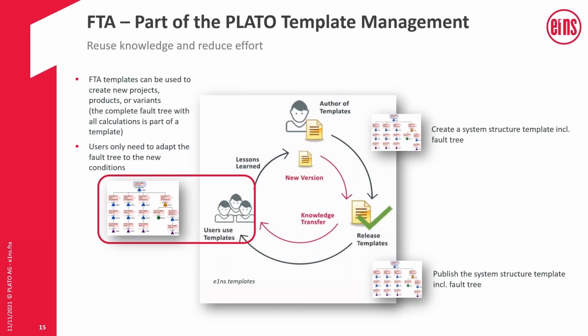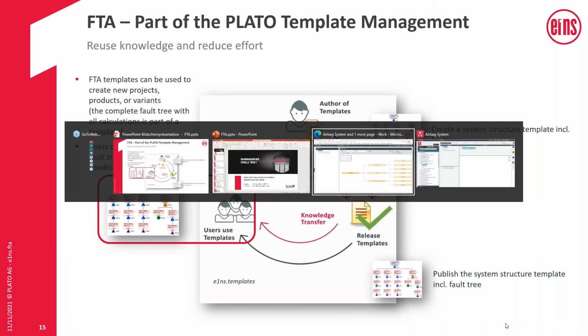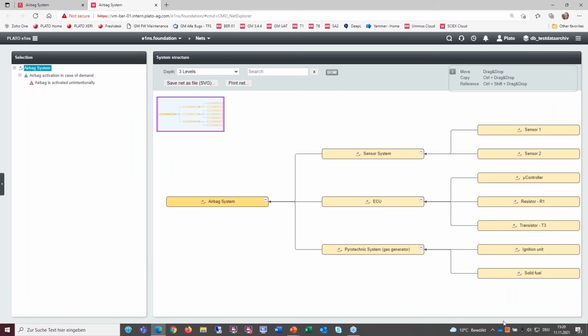So with this, I will now leave this presentation, and hopefully my system is still active. So let me switch directly to the e1ns system. And I just prepared a very small and easy example here. I called it an Airbag system with only 3 sub-elements. We might have a subsystem called sensor system. We might have an ECU.